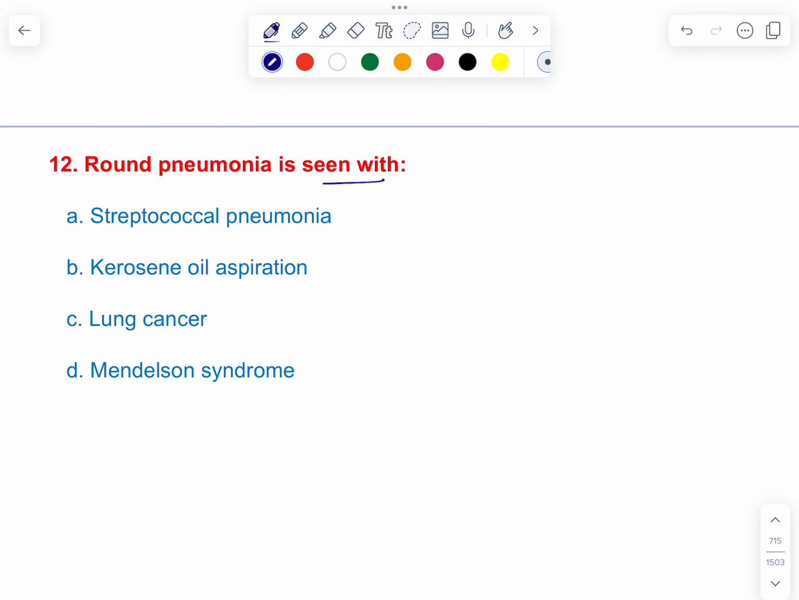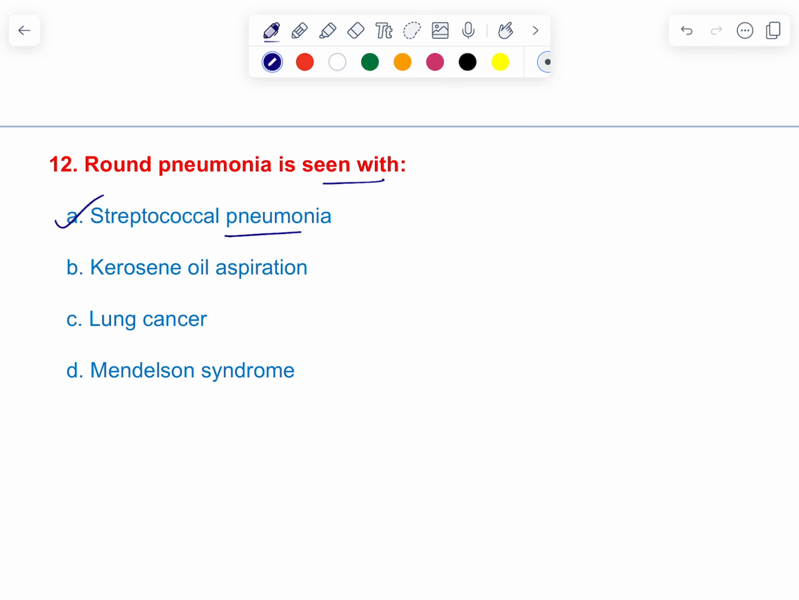Round pneumonia is seen in Streptococcus pneumoniae, kerosene oil aspiration, lung cancer, or Mendelson syndrome. Round pneumonia, the organism is Streptococcus pneumoniae. Now, what is this round pneumonia? Let me explain to you.